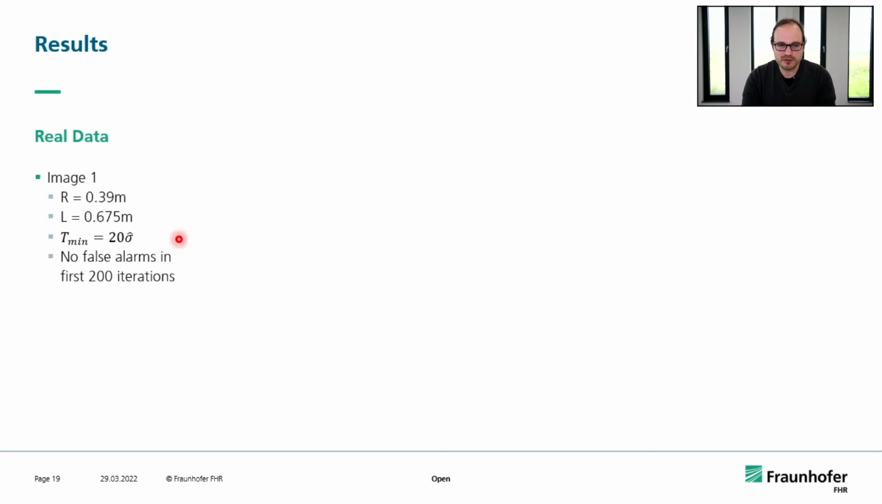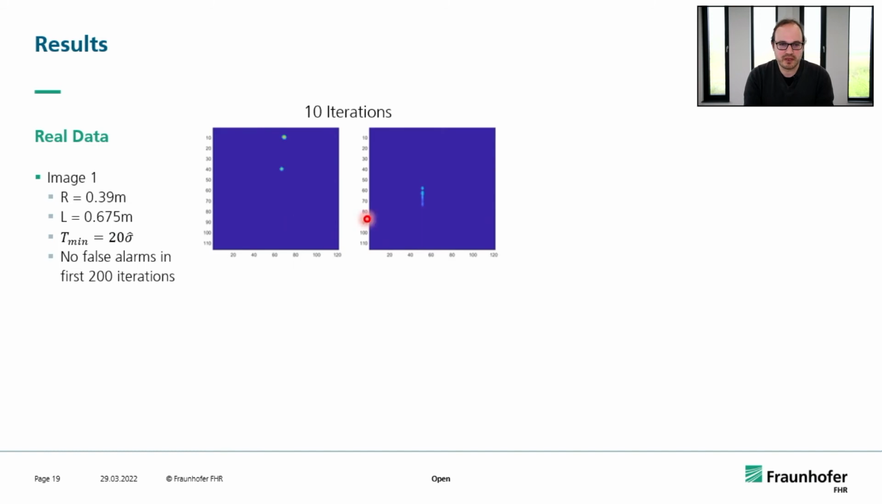So for the first image, I found these parameters. That was an opening of roughly 39 centimeters and 67.5 centimeters length. These are the parameters of the thresholding algorithms. So we have a minimal threshold of 20 times the estimated noise variance. That's the stopping criteria.